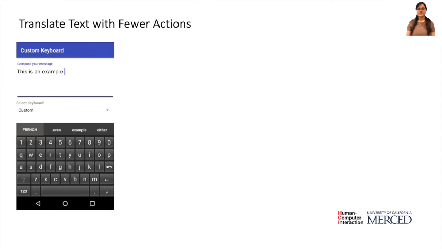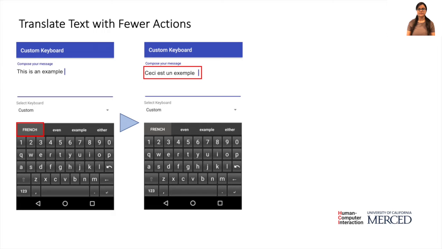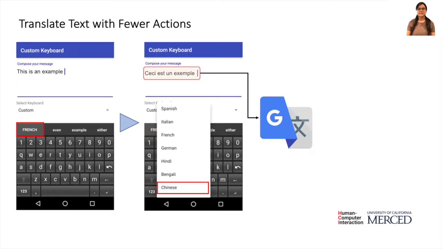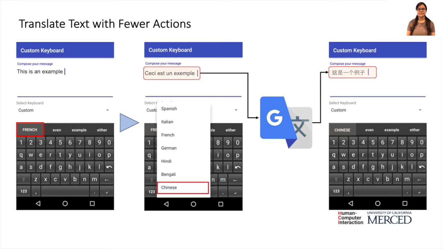To translate a recently composed text to the default translation language, users simply tap on the translation button. Users can change the default translation language by long tapping on the translation button as demonstrated earlier. On each translation request, the system passes the text to Google Cloud Translation API to receive the translated text.